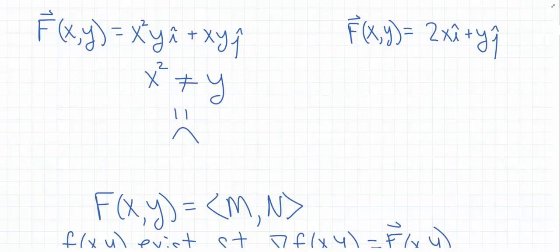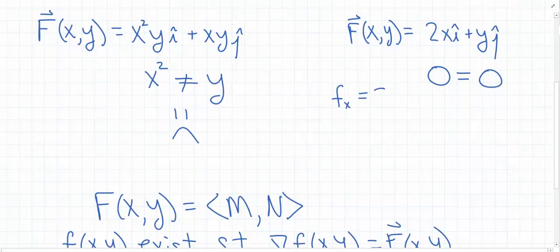Now, let's go over here and look at this one. Let's do the partial of this with respect to y. Well, 0. The partial of this with respect to x: 0. Those are equal, right? Okay, well, then let's start trying to find that potential function. It's going to be a matter of looking at two things. We know the partial of this potential function with respect to x is equal to 2x.